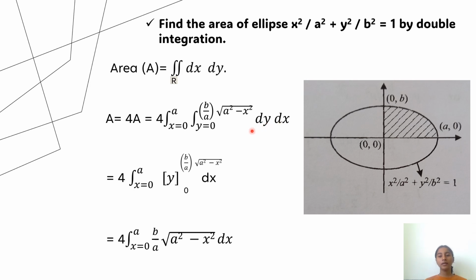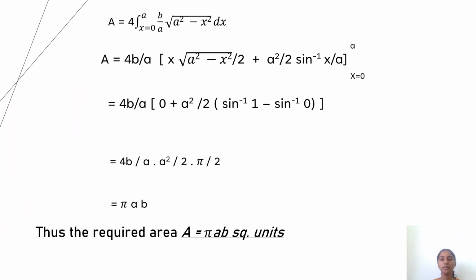So after integrating with respect to y, we have to substitute the limits for y. Then we will get area A equals 4 integration of b by a root a square minus x square dx from 0 to a. So next we will integrate with respect to x. Then we will get A equals 4b by a into x root a square minus x square divided by 2 plus a square by 2 into sine inverse of x by a. Then we have to substitute the limits, that is from 0 to a.